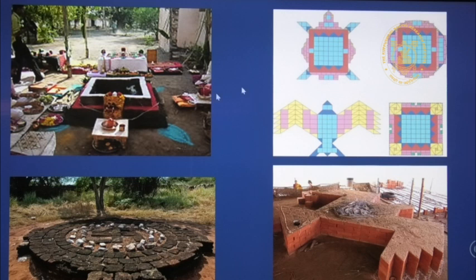Sacrifices were performed. And in the ancient days, this is called Kurma Chiti, in the form of a tortoise, and this is a Chiti in the form of an octagon, this is a square one, this is called Shyena Chiti, in the form of an eagle or vulture. So this is an excavated one, this is a recent construction.